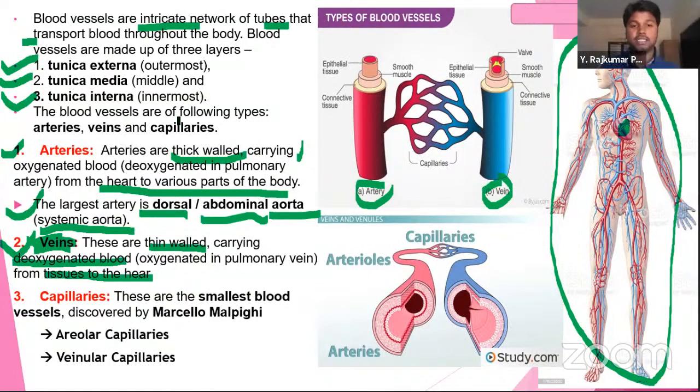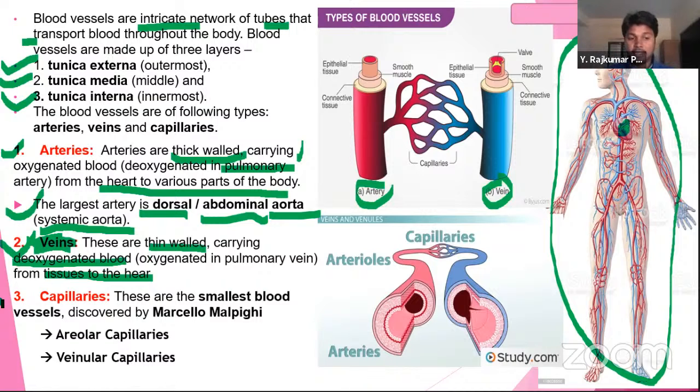But you can see here the difference. Arteries supply oxygenated blood except the pulmonary artery. The pulmonary artery doesn't supply oxygenated blood; it supplies deoxygenated blood. When you study the scheme of double circulation, you will understand that. So as of now, remember that arteries supply oxygenated blood to all parts of the body except to the lungs. Veins collect deoxygenated blood from all parts of the body except from the lungs.